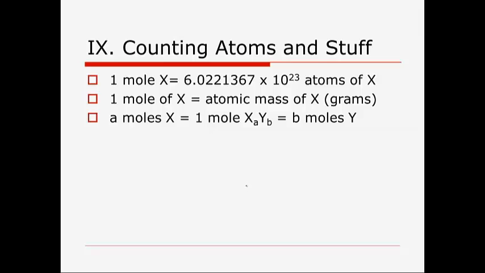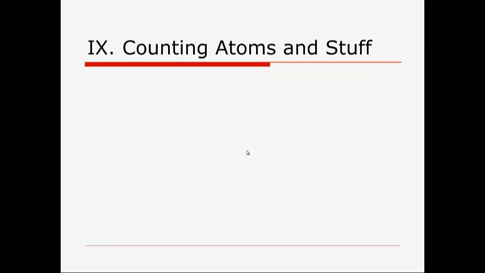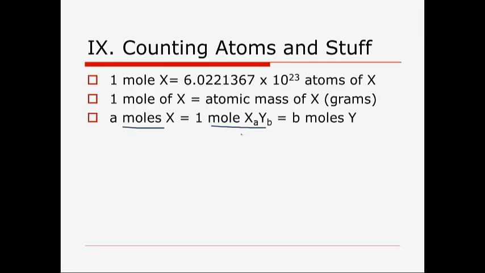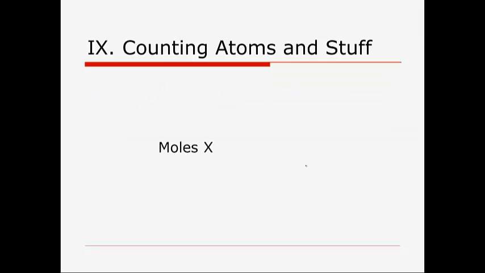Okay. And remember, equalities let you change anything from one side of the equality to units on the other side of the equality. Okay. Moles of X then. All our equalities, moles of X, can be changed into atoms of X. Moles of X can be changed into grams of X. Moles of X can be changed into moles of XAYB. Okay. So, this is a roadmap. Okay. This is going to help you in doing your problem solving.